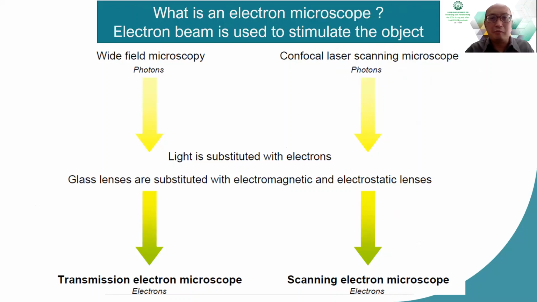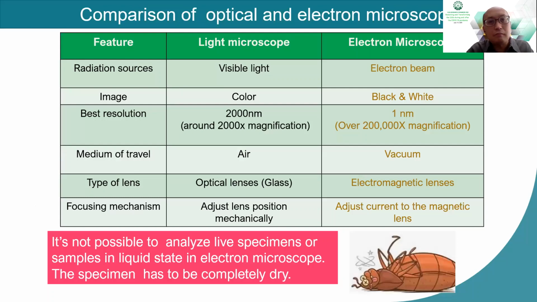An electron microscope uses electrons to stimulate the object in order to create an image. So the light photons are substituted with electrons, and the glass lenses are substituted with electromagnetic coils, or electromagnetic lenses, to focus the electron beam. There's a similarity between an optical microscope and an electron microscope.